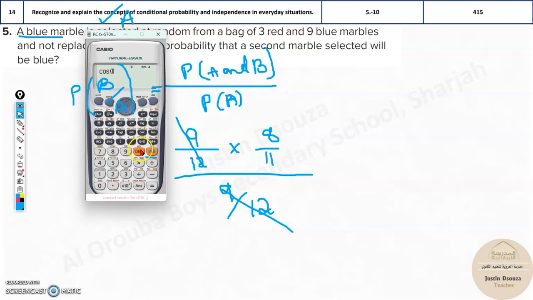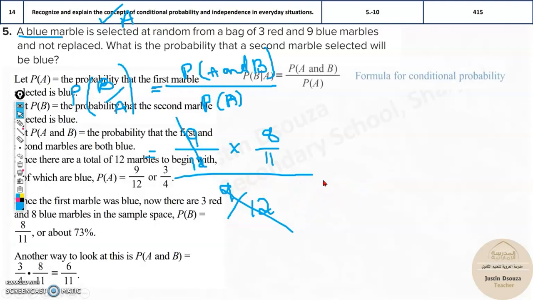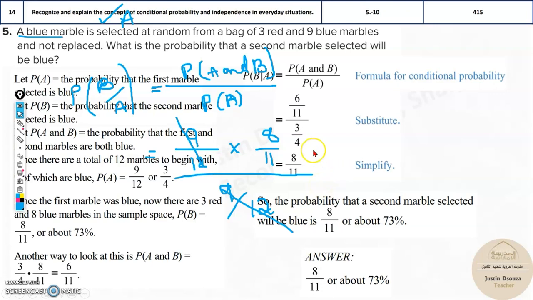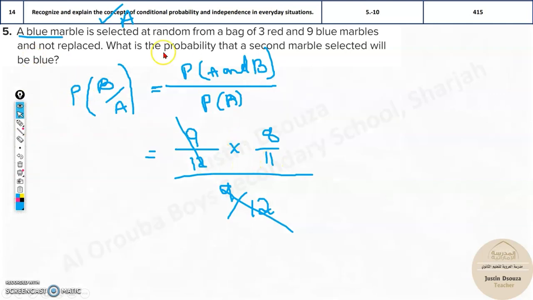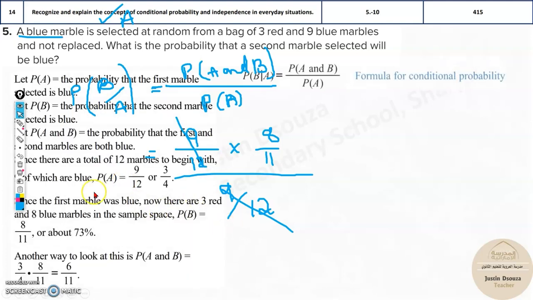Sorry, I just now found the answer. The answer would be 8 by 11 or 0.727, almost 73%, 72.7%. Let's just check the answer. Yes, it's 73% or 8 by 11. I hope this is clear. You can solve this in two different methods, but please stick to the formula method that I've written over here, because other problems cannot be done in other methods. Over here, they have solved the above part and below part individually, but if you write it like this, it'll cancel and it's easier.